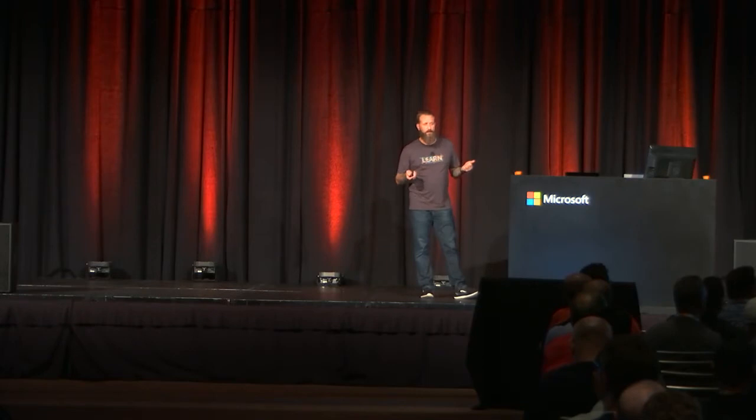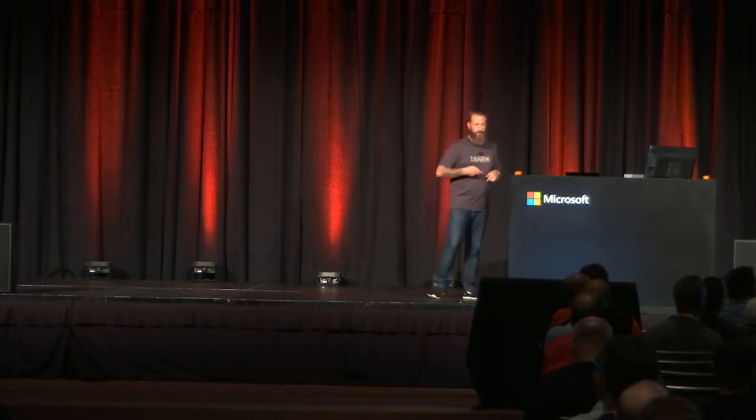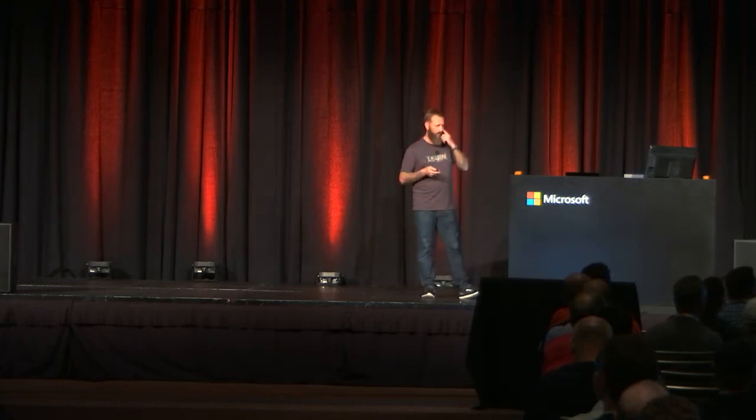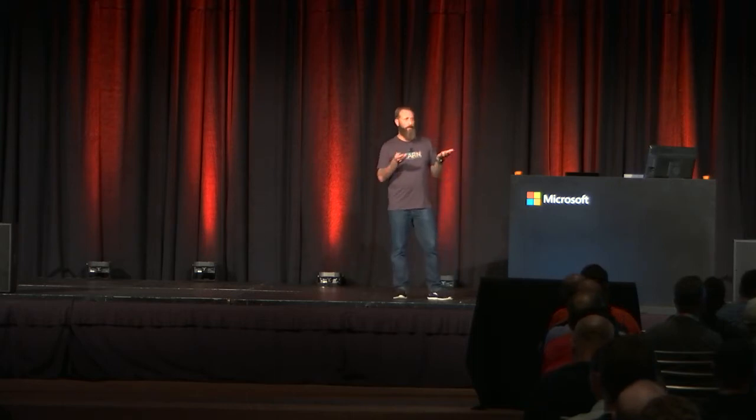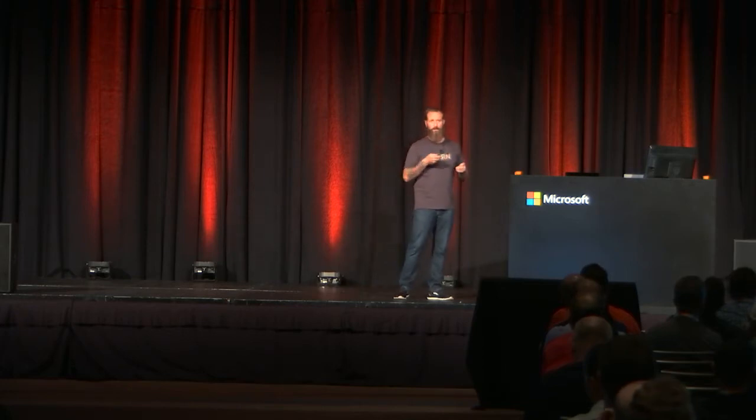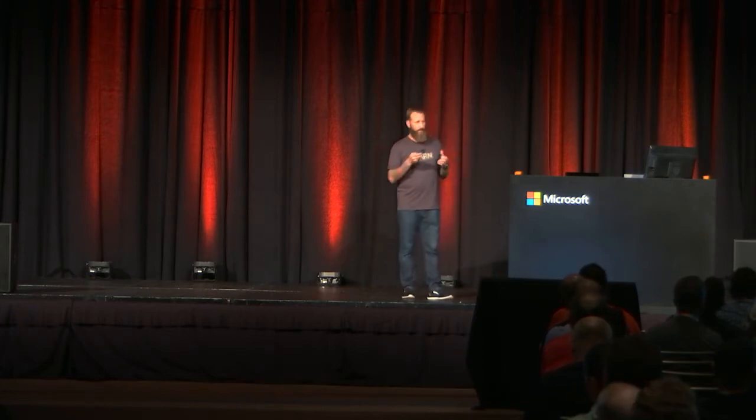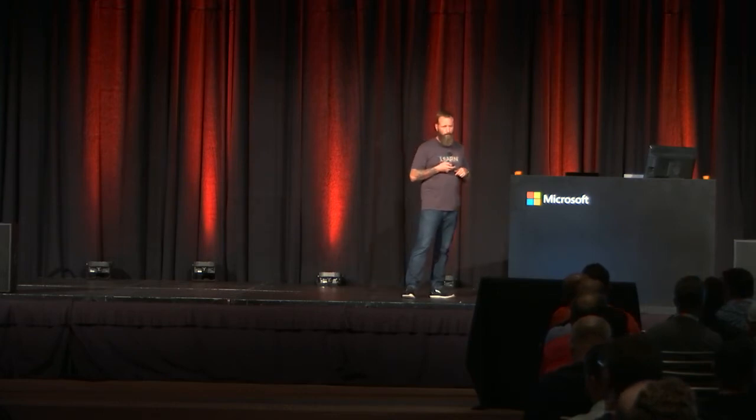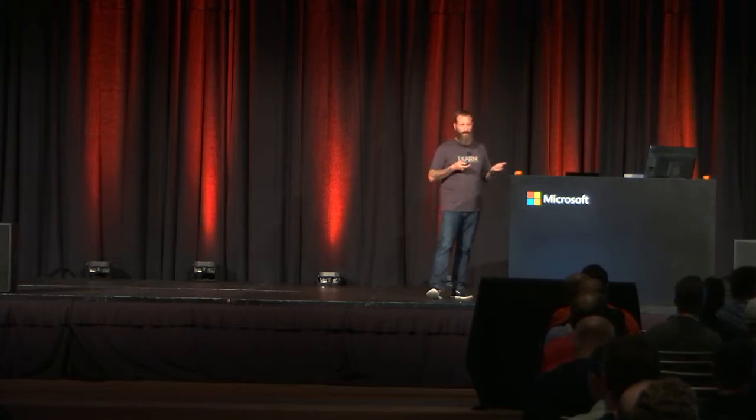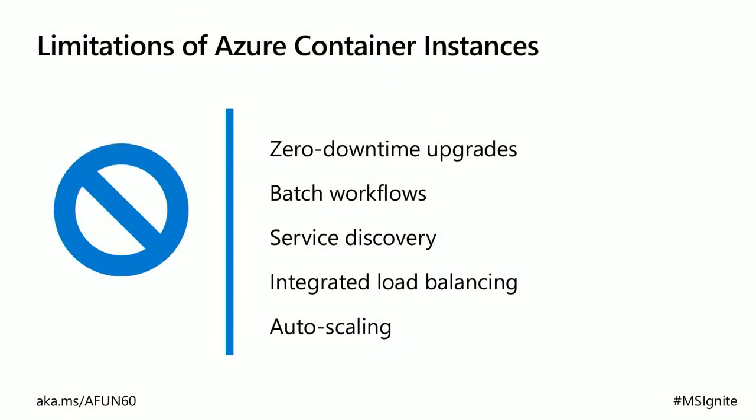Now, some of the limitations that we have in ACI is zero downtime upgrades. So if you have a container that's running in ACI, and you need to upgrade to a new version of whatever that container is running, it will actually go down before the new one comes up. There is no upgrade path for that. Also batch workflows, service discovery, load balancing, and auto scaling. If you need any of these types of features, you're going to need an orchestrator, and that's when you would move to AKS for those types of things.